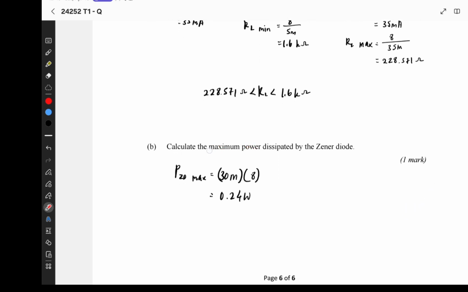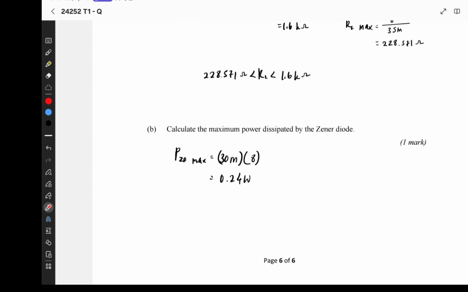To calculate the maximum power of the Zener diode, we need to use the maximum current of the Zener diode and multiply it with the voltage. So we will get 0.24 watt.